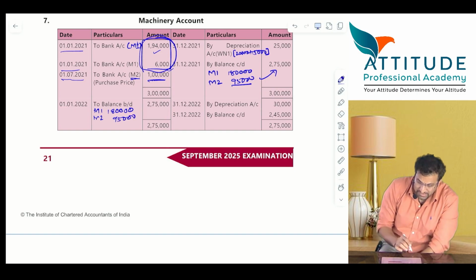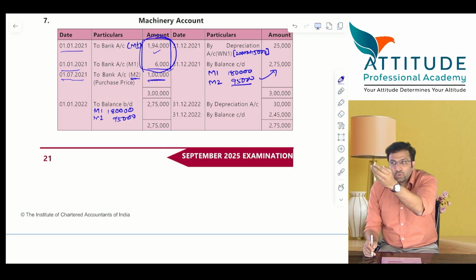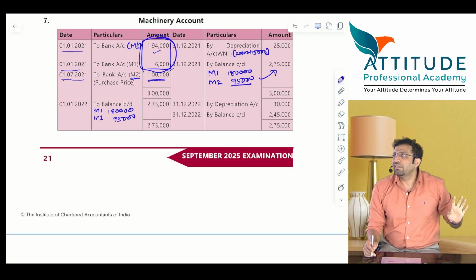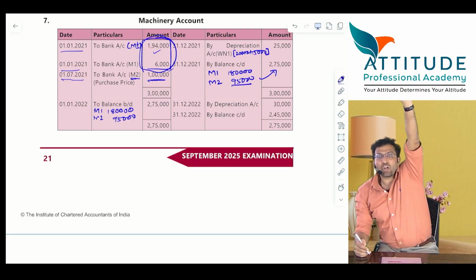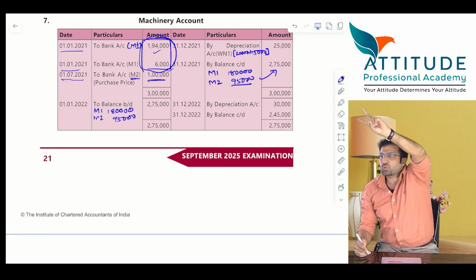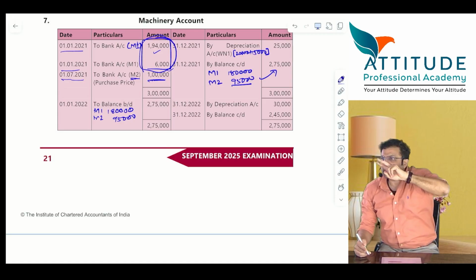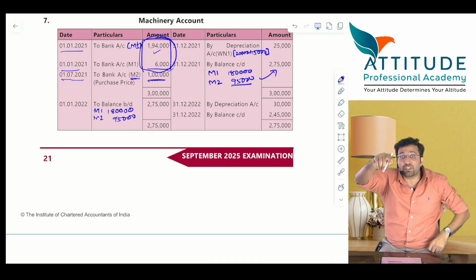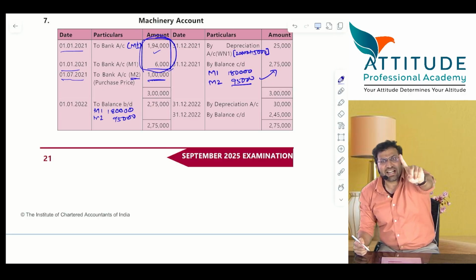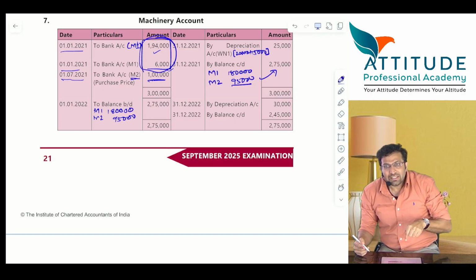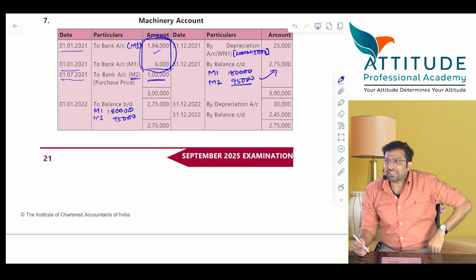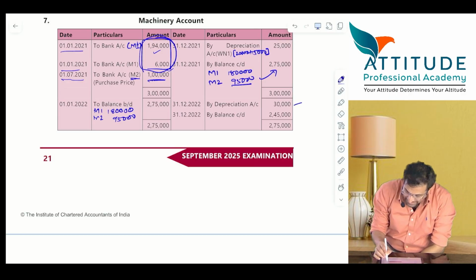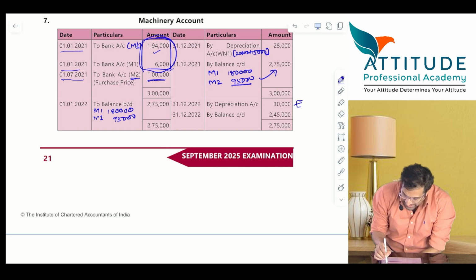Now you tell me, see, 2022 में कुछ नहीं हुआ है, so 2022 में depreciation उतना ही आएगा, and depreciation is on original cost. Now tell me, original cost of machine 1 was 2 lakhs. On 2 lakhs 10% is 20,000, and depreciation on machine 2, उसका original cost 1 लाख है, and ये second year है, उसका भी 10%, but for 1 full year it will be 10,000. So 20 plus 10 is how much? 30. ये 30 वैसा आया. 30 कैसा आया है? 20 plus 10. समझ में आया?